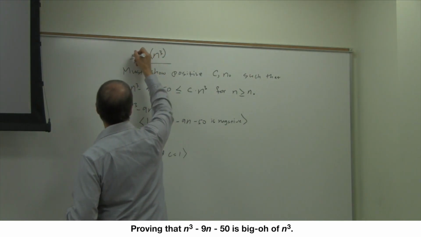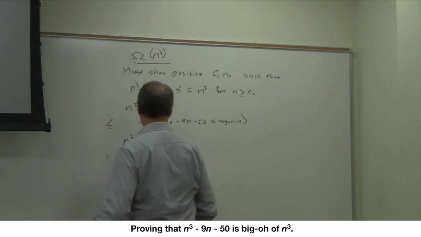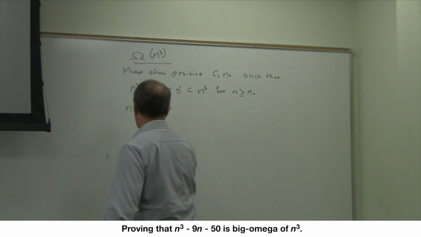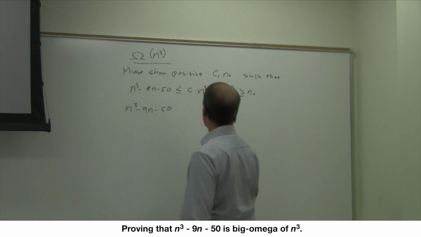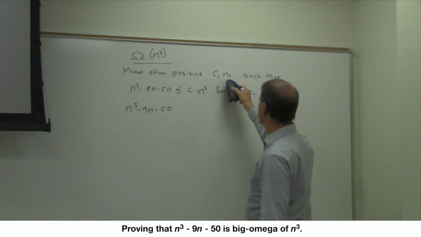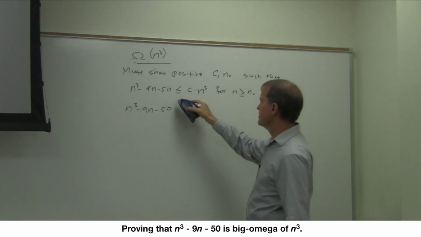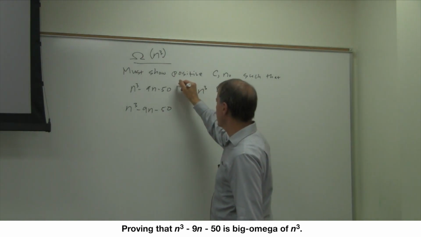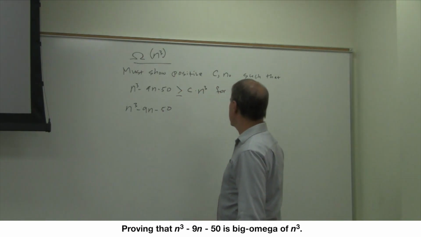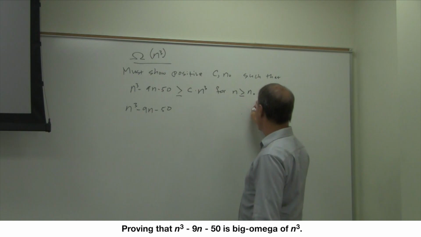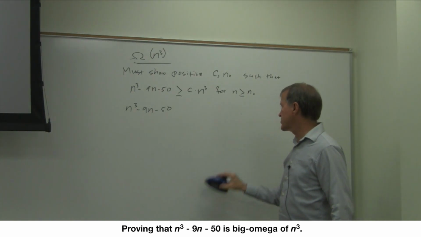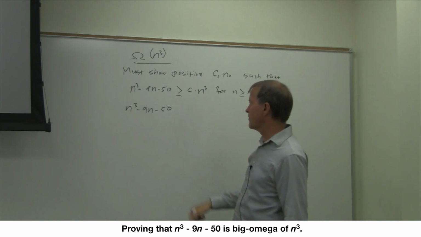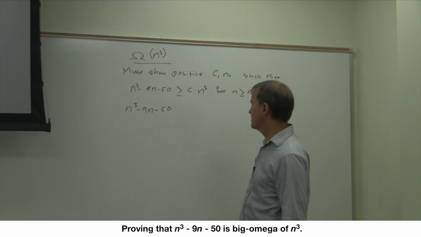How do we show that this is big omega? The way you show that this is big omega, we must show positive c and n naught such that n cubed minus 9n minus 50 is greater than or equal to c times n cubed for n greater than or equal to n naught. Now this is harder because we have to get this to be greater than or equal to something, right?